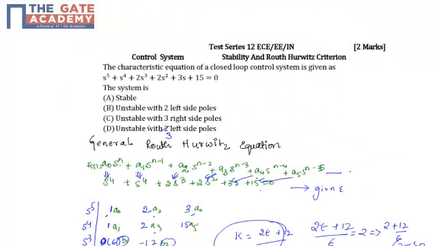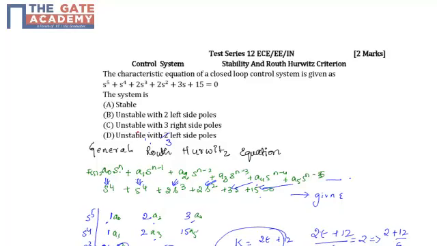So the correct option is D, because if any root is in the right side of the plane, the system is unstable, and so option A is incorrect. Options B and C are incorrect because we have got two right side poles, so option C is incorrect, and B is incorrect because there are three poles in the left side. So option D is correct since we have three poles in the left side. Thank you.